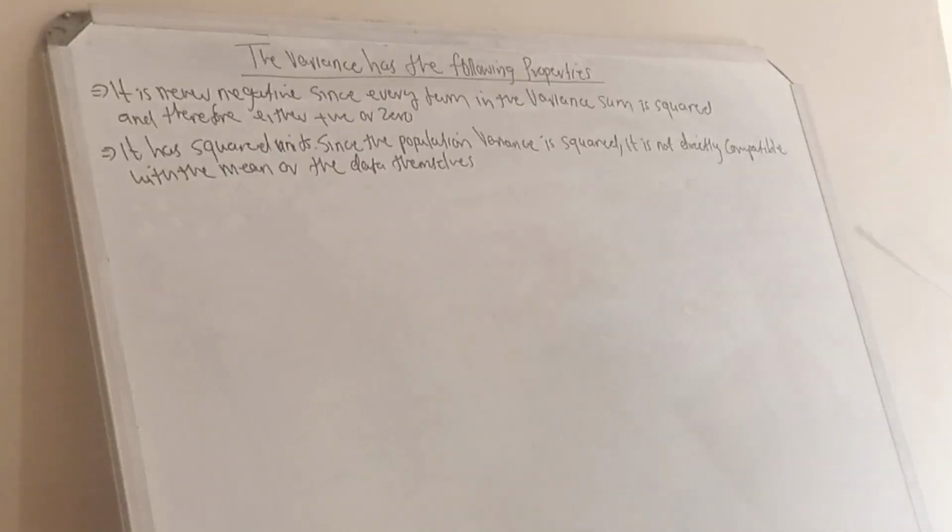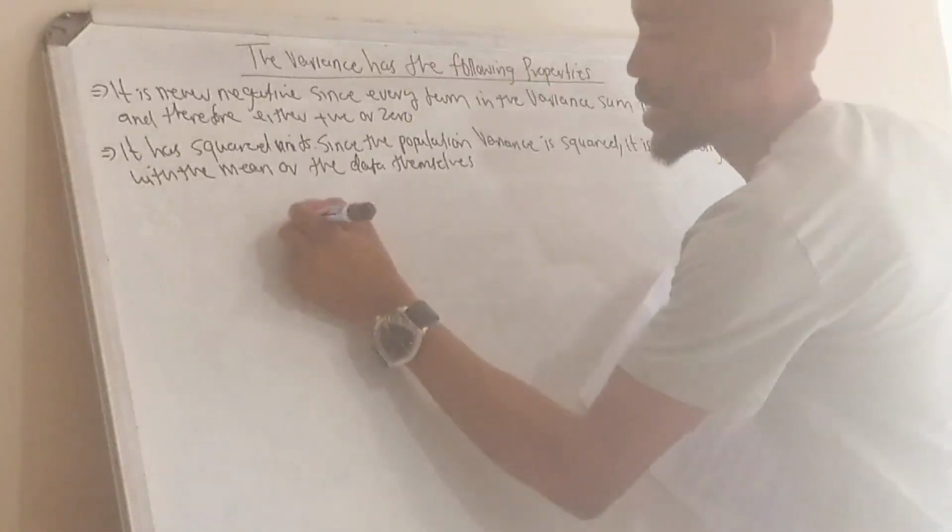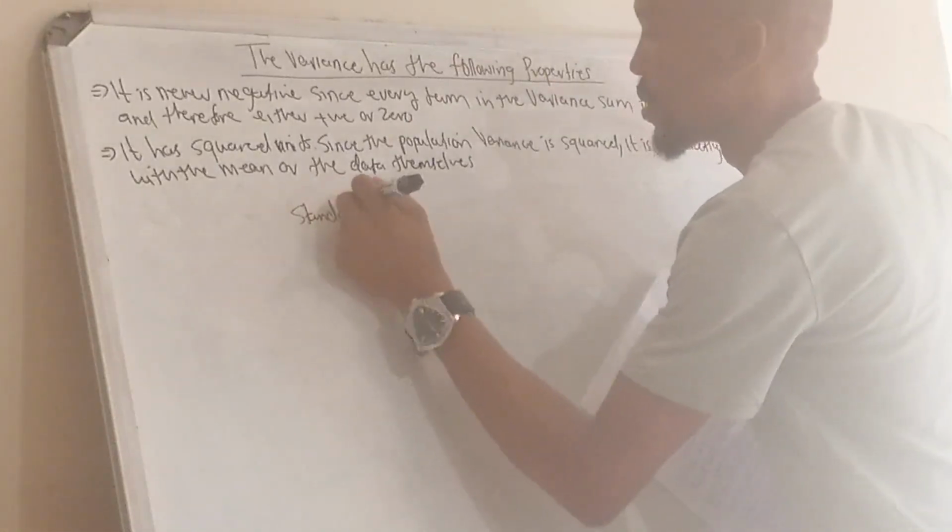Those are the only two properties that you should know about variance. Now, how about standard deviation?